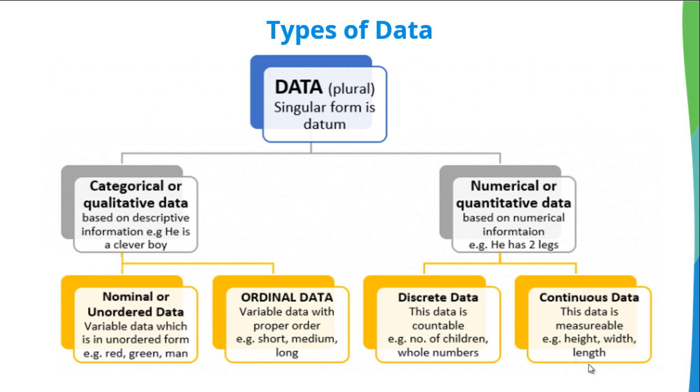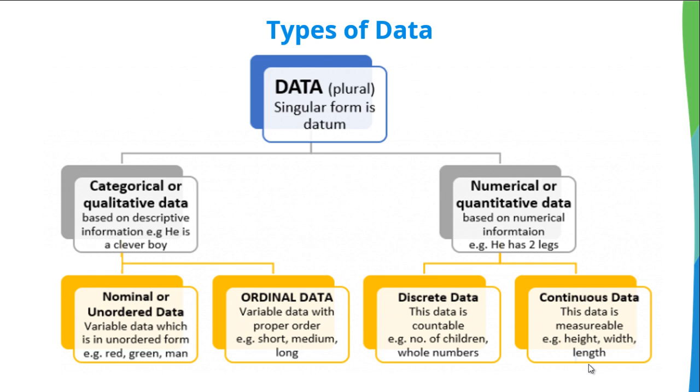Discrete is countable, whole numbers, like the number of children. We can also have the number of cars in a parking lot, rolling a six-sided die, the number of students in a class, or the score of a student in a test. So those are just examples of discrete data. They are not continuous. They are basically discrete.